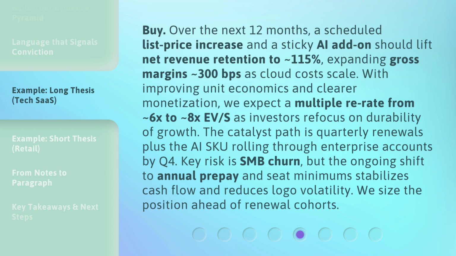The catalyst path is quarterly renewals plus the AI SKU rolling through enterprise accounts by Q4. Key risk is SMB churn, but the ongoing shift to annual prepay and seat minimums stabilizes cash flow and reduces logo volatility. We size the position ahead of renewal cohorts.